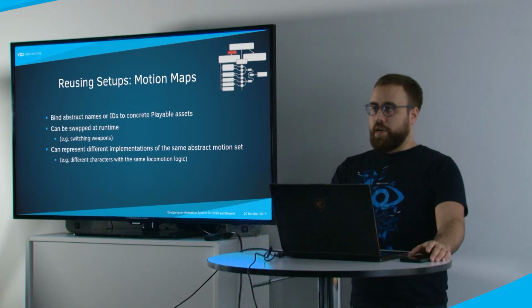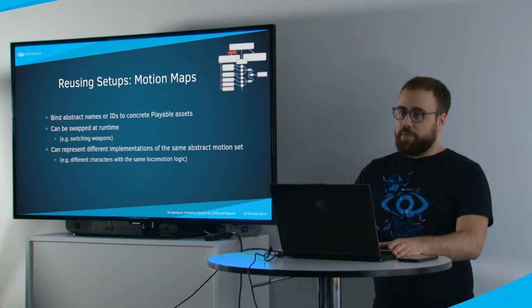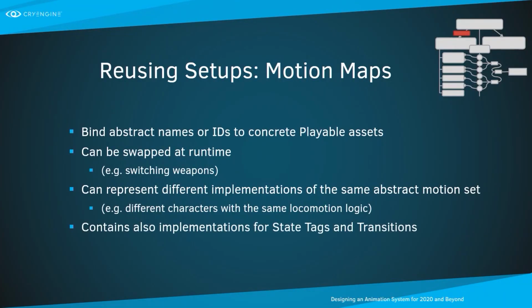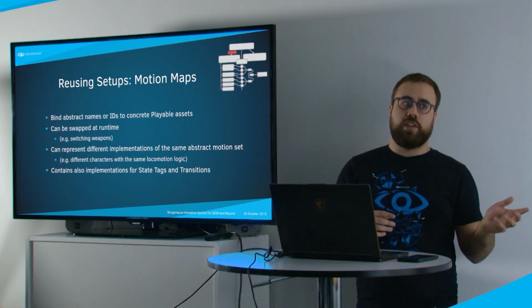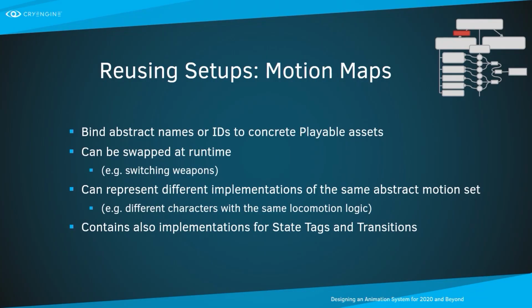And the great thing about motion maps that makes them different from other types of animation remapping in other engines is that they also will contain the implementations for the state tags and transitions. So this means that you can have generic state machines with only the high-level states, and then each character can have their own implementation of the tags and transitions. And where this is useful is, let's say you're creating a new character, you don't have time to create all of the animations for all the possible variations, you just implement the basic motion set, and you can have the character running around and working in the game. Obviously, it's not going to look the best because it's not going to react to some gameplay variations, but more or less it will work.